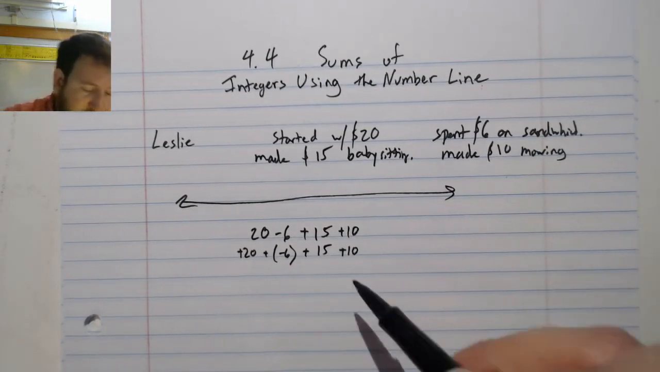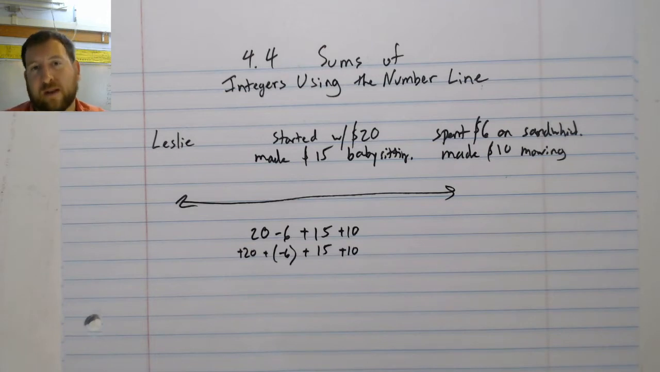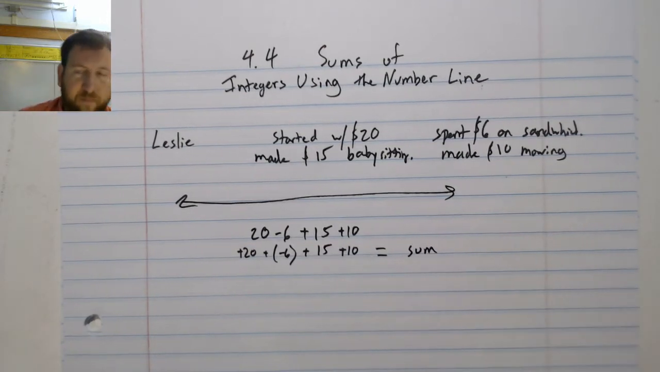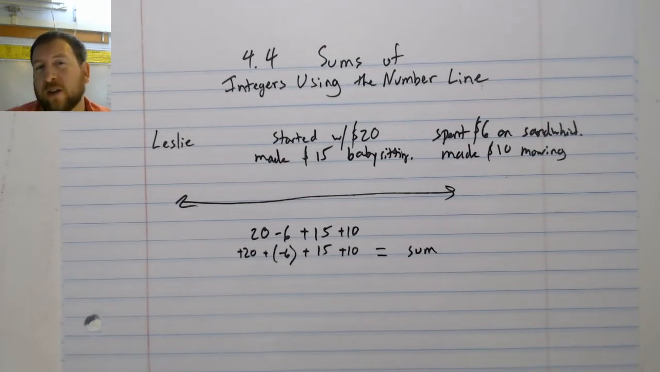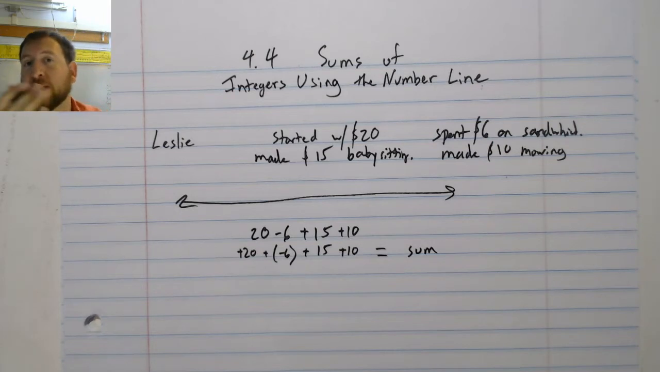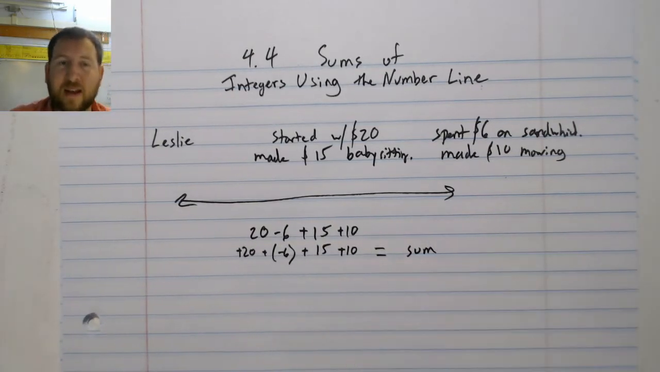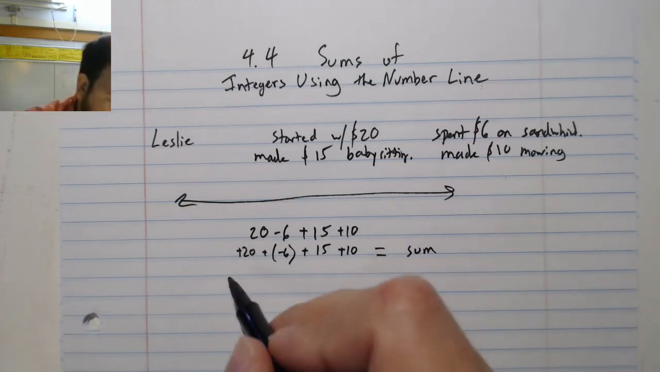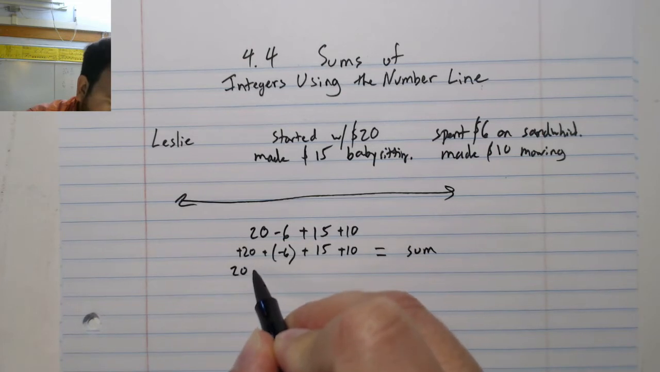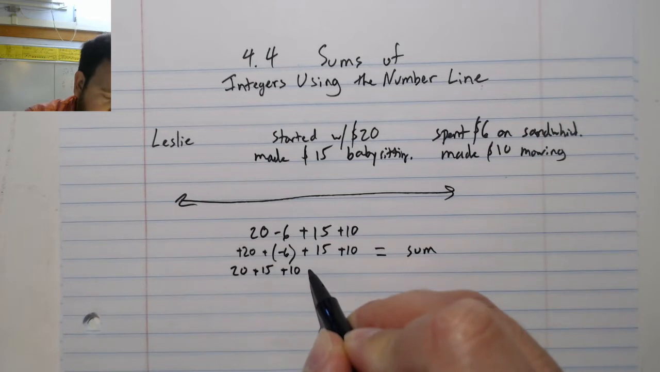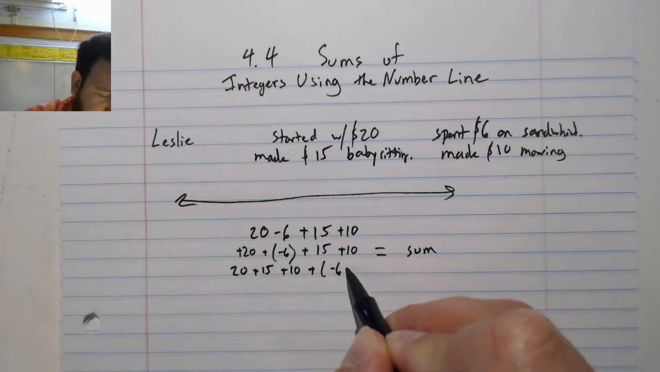And in this way, look, I am adding up everything. So I am technically getting a sum, and that's what I want to do. I want to total the amount of money that she's got. So in this case, I need to know which direction on my number line I'm going. And I can take my negative 6 out till the end. Remember, I can do that using the commutative property. So I could even write this as 20 plus 15 plus 10 plus my negative 6.